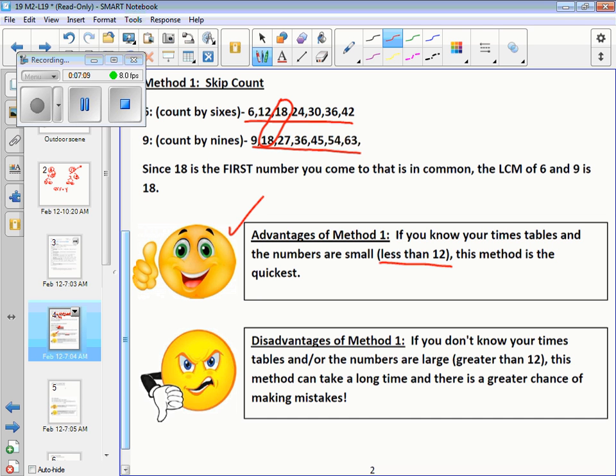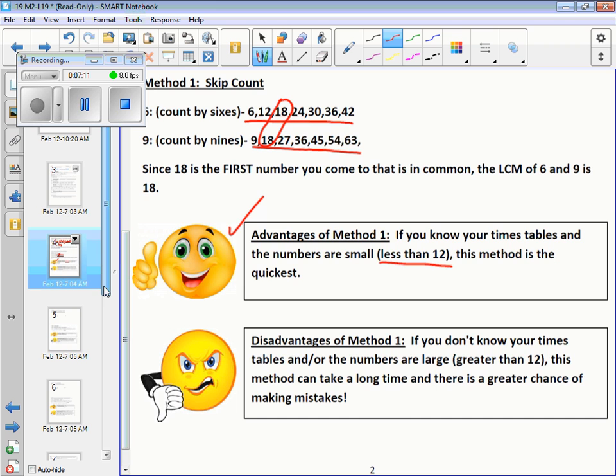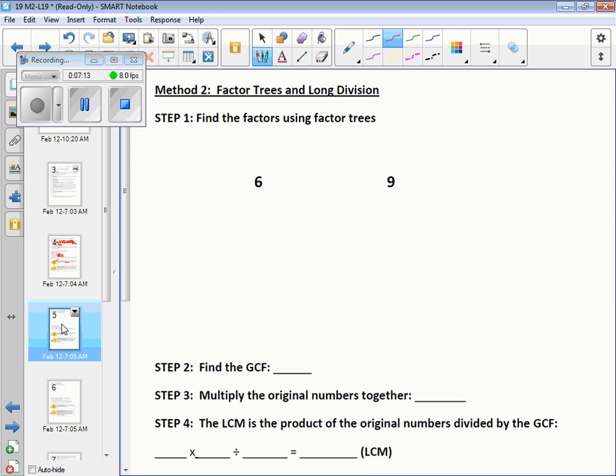Okay, here's method 2. Same numbers, 6 and 9. What was our LCM again? Because we don't want to forget it. It was 18, right? Put it up in the upper right-hand corner, because no matter what method we use, we need to come up with 18 as our LCM.